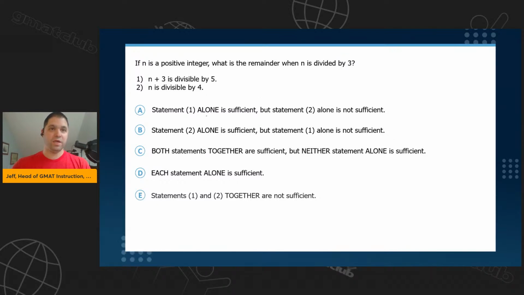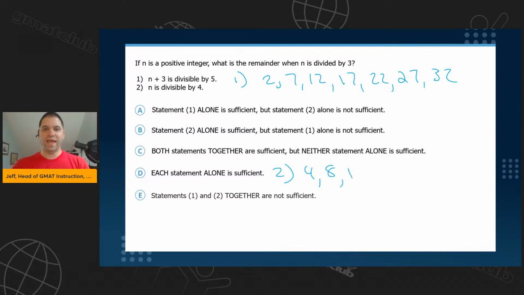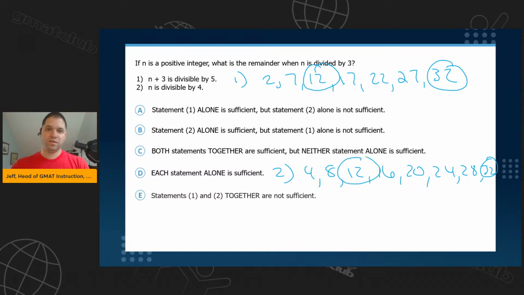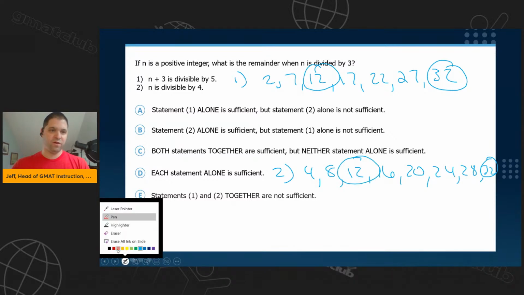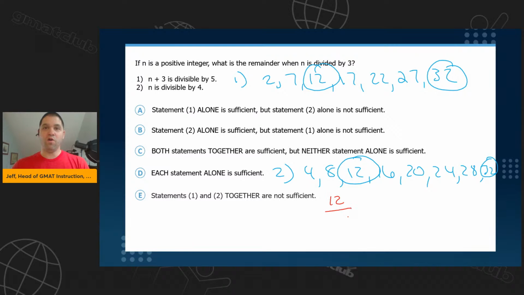Something went wrong. So yes, if we go back to our list here, 2, 7, 12, 17, 22, 27, 32. Go back to statement 2: 4, 8, 12, 16. It's funny, my original intuition was correct. Yes, 32. So we find what matches up. Once again, great call, everybody. That was a brain fart. Be careful of those. 12 over 3, yes, remainder of 0. 32 over 3 is a remainder of 2.